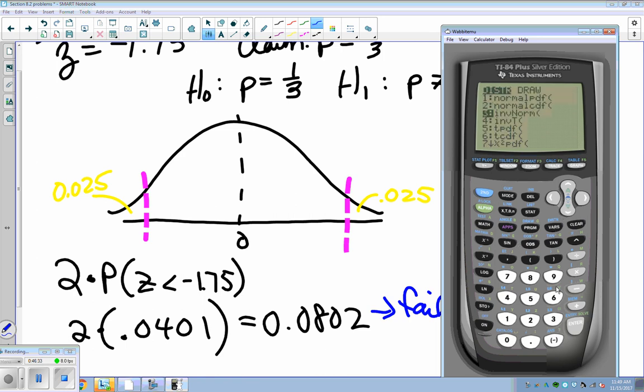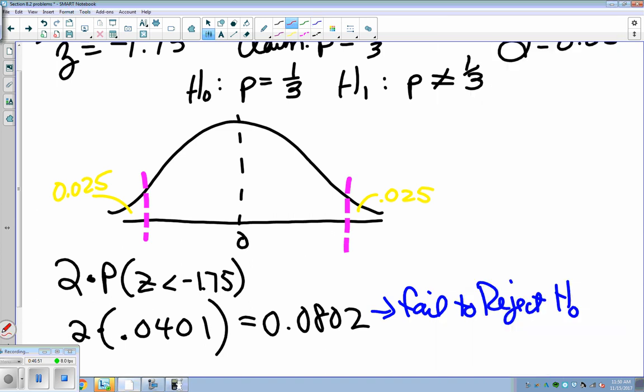So now in my calculator, I'm going to go to second distribution and find the area, which is inverse norm. What is the area? 0.025. I'm going to come down, and I'm going to get negative 1.96. Negative 1.96, and so this one is positive 1.96.